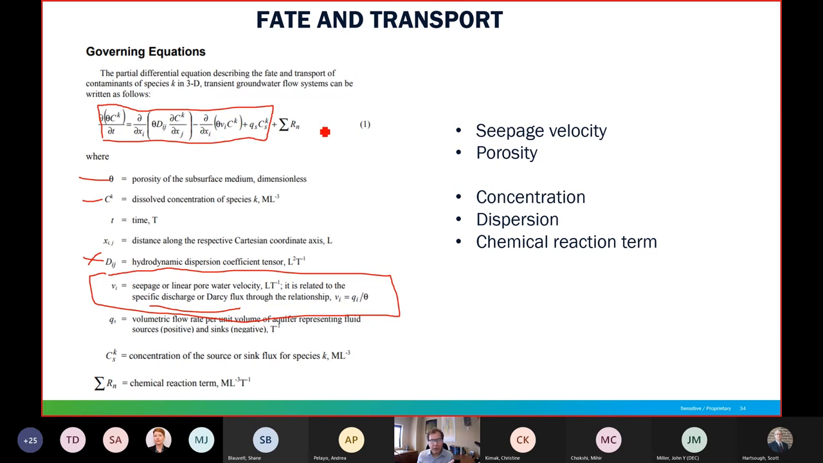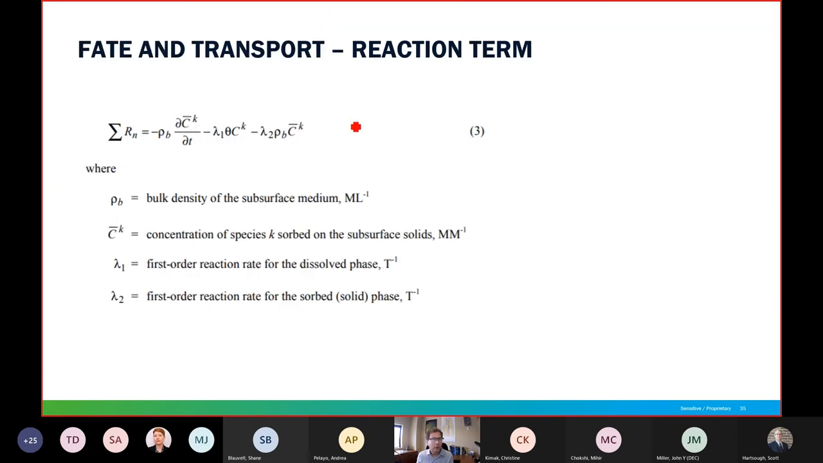The important part of fate and transport really comes down to this chemical reaction term. So now we're involving concentration, dispersion, and this chemical reaction term. What is chemical reaction? Here's the reaction term: bulk density, concentration of species, first order decay rate for dissolved phase, and first order reaction rate for sorbed phase.